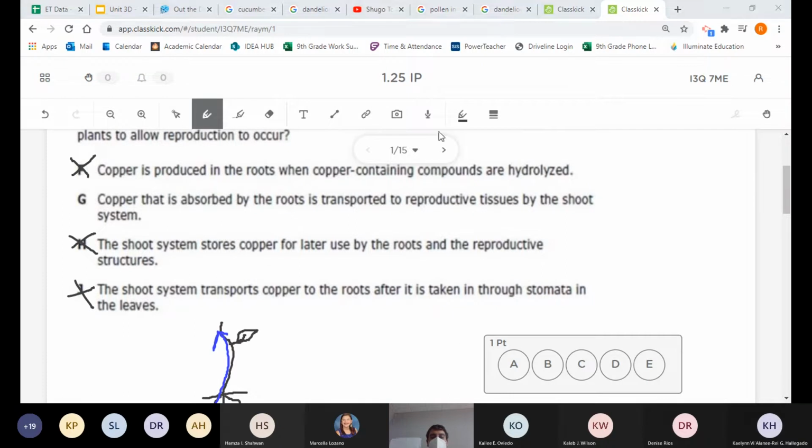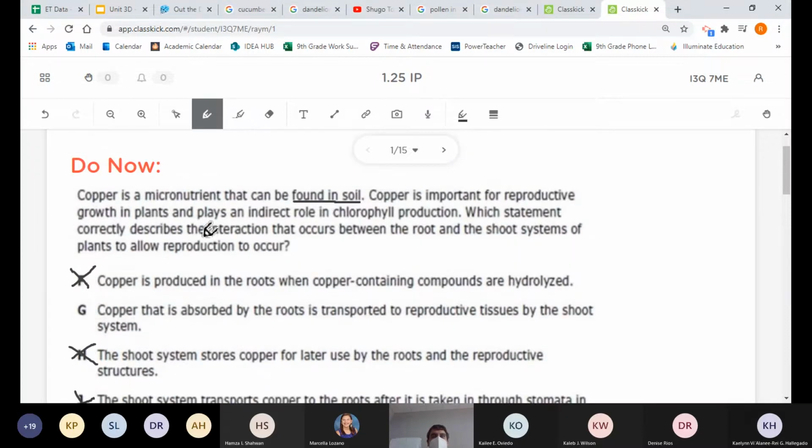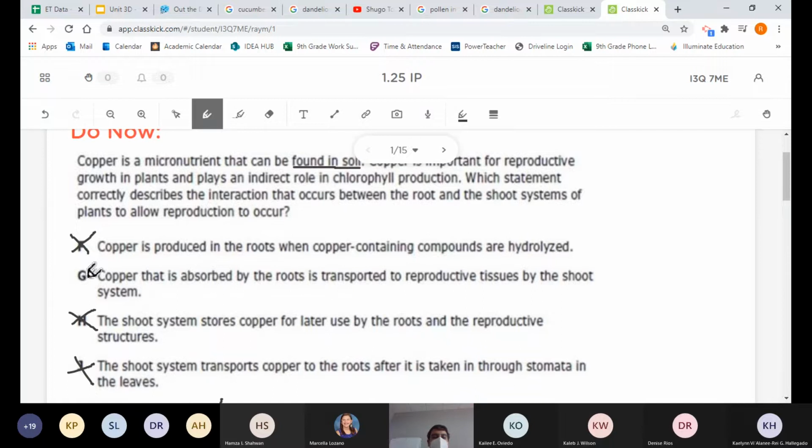The shoots are going to be where the photosynthesis takes place. If anything, the roots are probably going to be what's storing stuff. And as far as it being reserved for later use, that's more of like a fat thing. I don't think anything here implies that copper needs to be stored up for use, right? So that really is just with one answer, which is G.